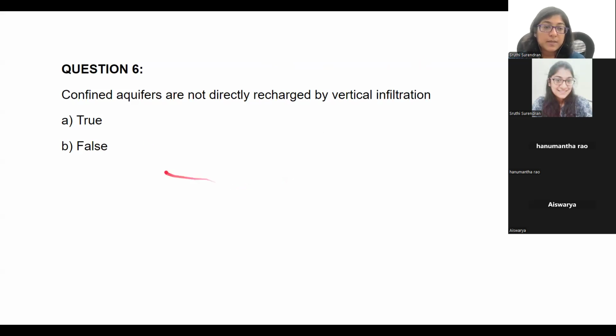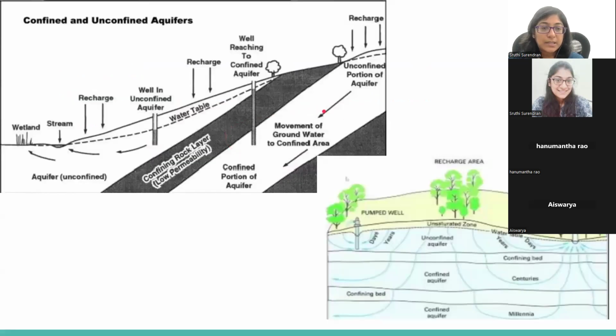So here the question is basically about how these confined aquifers are being recharged. And here they are saying they are not directly recharged by vertical infiltration. So let's see how water reaches the confined portion. In the case of unconfined aquifers, that is basically this top aquifer over here, which is not bounded by any confining layer, the water table is formed as a result of infiltration and percolation of water from the surface, vertical infiltration of water.